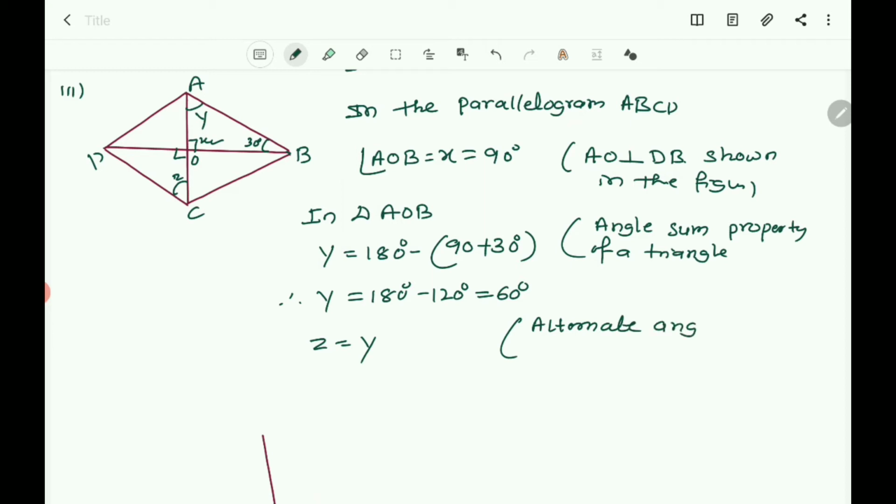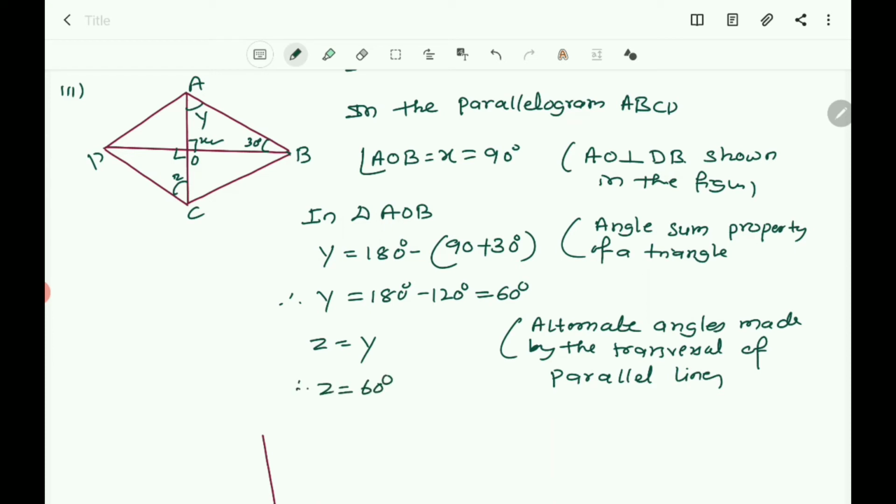Alternate angles made by the transversal of parallel lines. Therefore, z is equal to how much? That is also 60 degrees. Z is also equal to 60 degrees.